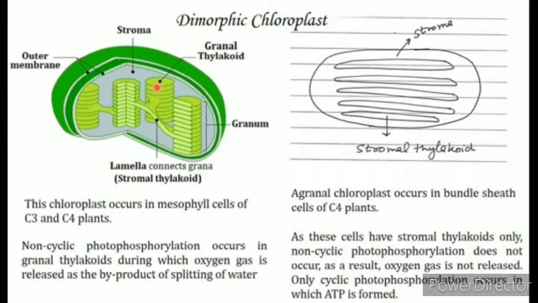Now, dimorphic chloroplasts. In C3 plants, non-cyclic photophosphorylation occurs in the granal thylakoids, during which oxygen gas is released as the byproduct of splitting of water. Agranal chloroplasts occur in bundle sheath cells of C4 plants. As these cells have stromal thylakoids only, non-cyclic photophosphorylation does not occur. As a result, oxygen gas is not released. Only cyclic photophosphorylation occurs, in which ATP is formed.